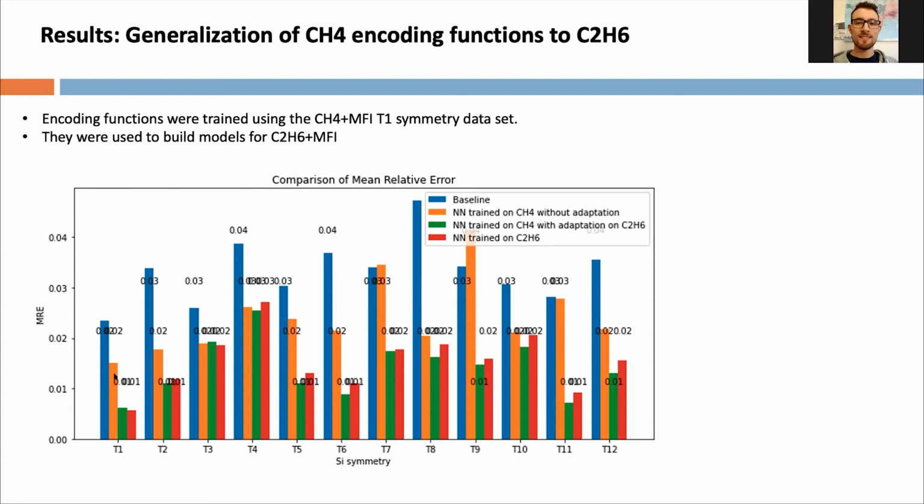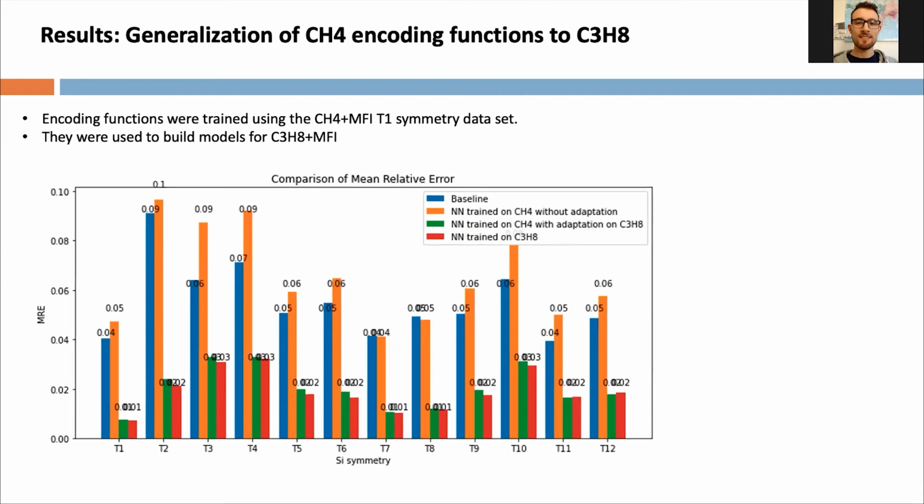As you can see here, orange beats the baseline, does not beat the network trained on C2H6 directly, but with a little bit of retraining of the CH4 functions, we can get pretty close, at least on the training set, to the pure C2H6 encoding functions. But if we look at the rest of the symmetries too, often using the CH4 functions with a little bit of additional training, we actually do beat the pure C2H6 encoding functions, which shows that these generalize pretty well to different data sets.